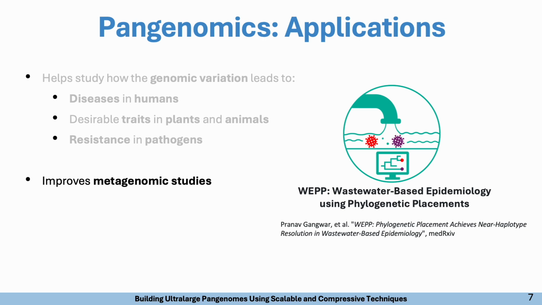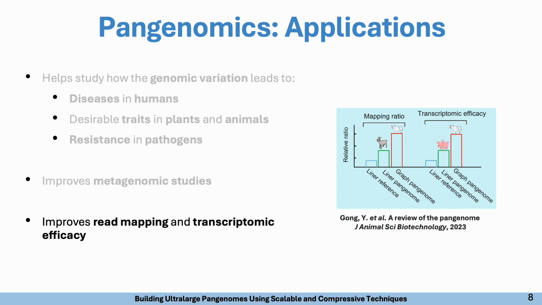These variations also improve metagenomic studies. For instance, WEP, which is a wastewater-based epidemiology tool that uses variations present in samples collected from wastewater for surveillance, such as detecting circulating and novel variants. Pangenomes serve as an important tool for these studies too. And finally, it improves read mapping and transcriptomic efficacy too, due to the presence of the complete set of genetic variations during evaluations.